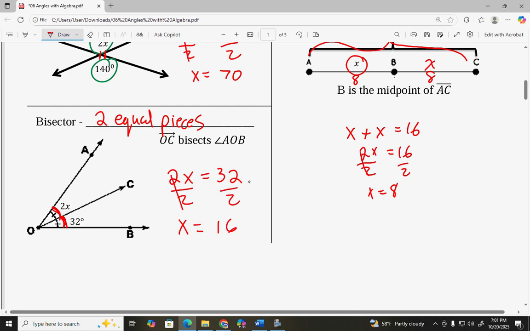So x equals 16. Let's plug it back into the picture to make sure it makes sense. 2 times 16 is 32. So yes, each angle is the same. So this is what we're doing today. This really is pretty much your whole lesson.